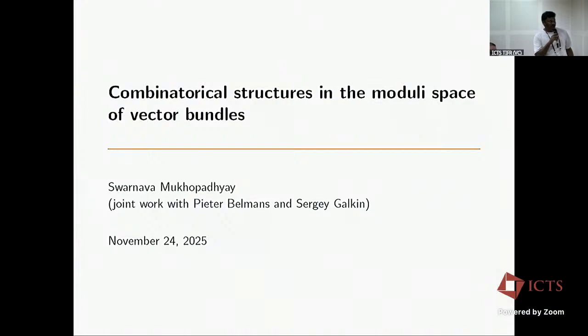So we are happy to have Swarnava Mukhopadhyay from TIFR. He will talk about combinatorial structures in the moduli space of vector bundles.